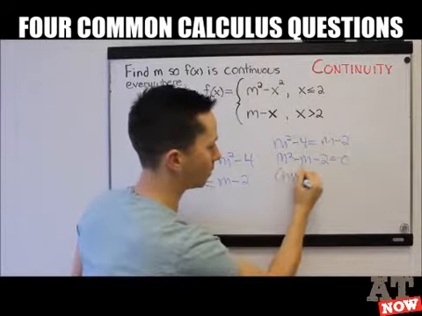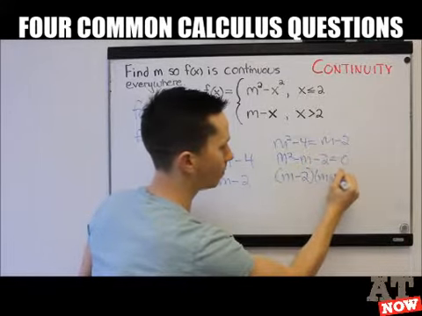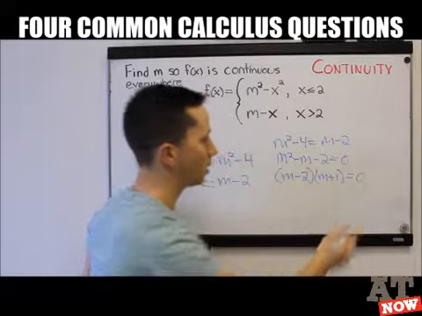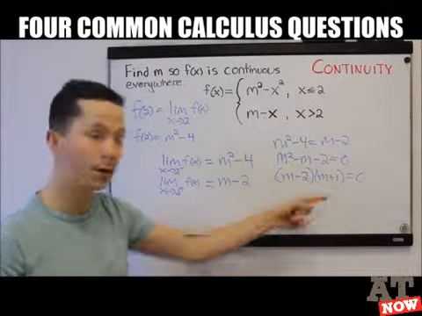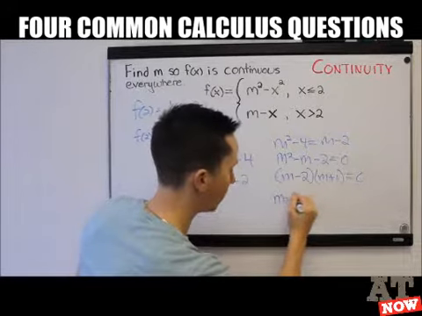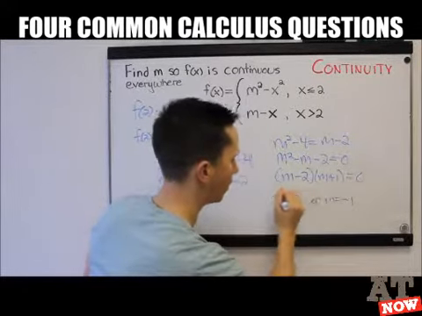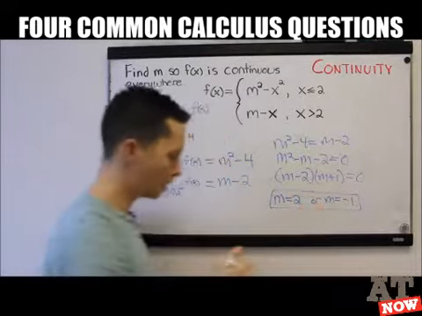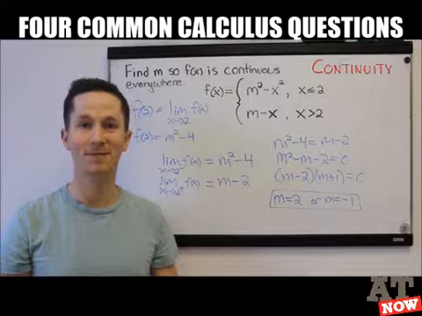And then we can just factor the quadratic. So it's (m minus 2)(m plus 1) equals 0. So m must equal 2 to make that bracket 0, or negative 1 to make that bracket 0. So m equals 2, or m equals negative 1. These would be the values that make this function f of x continuous everywhere.